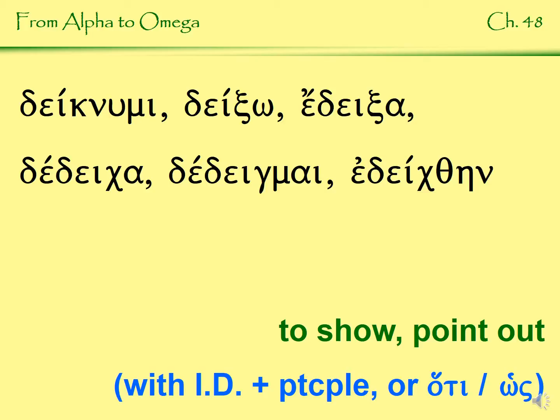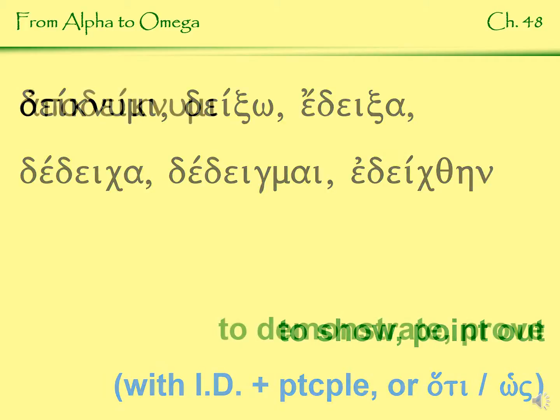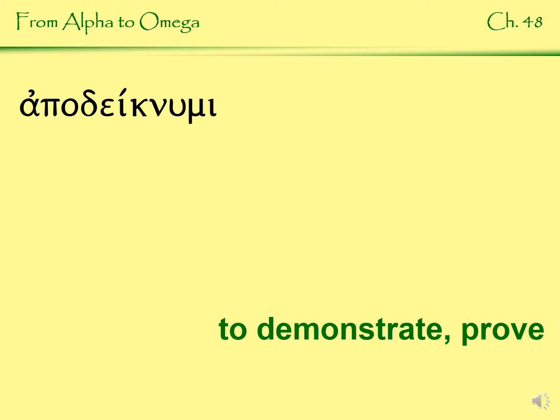So here's our deichnumi. It is our nu-mi verb. Actually, it's the nu-mi verb. So deik is the root for that one. You can notice here that it sometimes will take a participle or hoti or hos with our indirect discourse. And then the compound of it, apodeichnumi, means to demonstrate or to prove, and takes the very same thing, participle or hoti or hos indirect discourse.